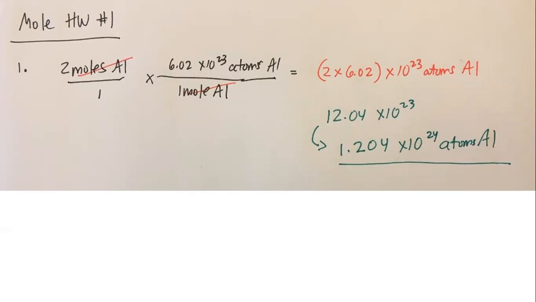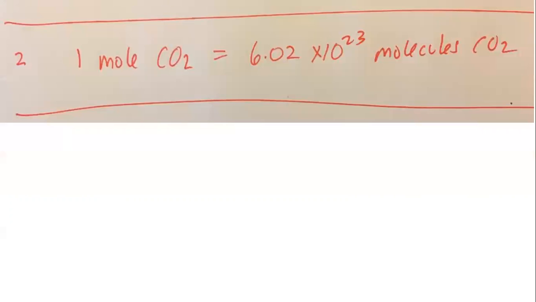Now the rule in our class is the coefficient can never be greater than 10. So I'm going to adjust 12.04 down to 1.204. I made it 10 times smaller, therefore I have to have 10 times greater than the exponent. The answer is 1.204 times 10 to the 24th. We're going to disregard significant figures. 2 moles, I guess in my mind, was unlimited significant figures.